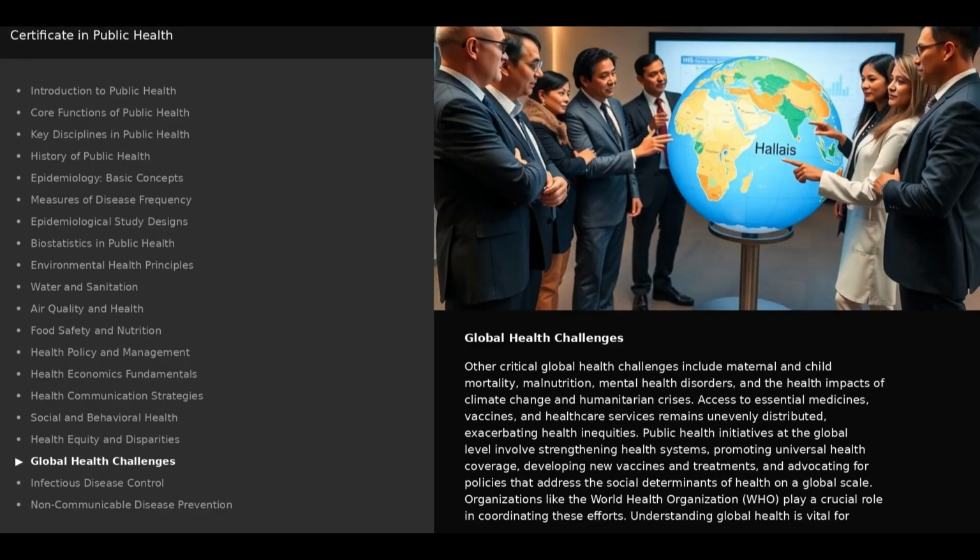Other critical global health challenges include maternal and child mortality, malnutrition, mental health disorders, and the health impacts of climate change and humanitarian crises. Access to essential medicines, vaccines, and healthcare services remains unevenly distributed, exacerbating health inequities. Public health initiatives at the global level involve strengthening health systems, promoting universal health coverage, developing new vaccines and treatments, and advocating for policies that address the social determinants of health on a global scale.